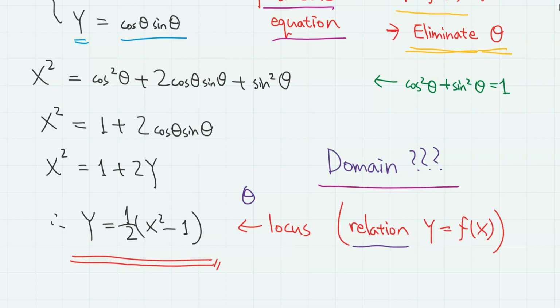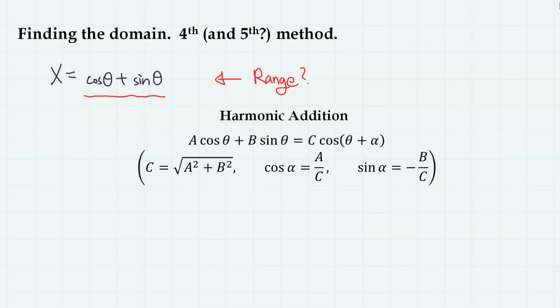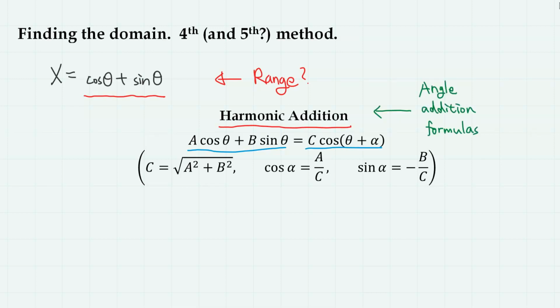Now, can we find the domain from this trigonometric method? Well, of course we can, and that leads to another method for the domain. Here, x is given as cosine theta plus sine theta, so we have to find the range of cosine theta plus sine theta. This can be done by so-called harmonic addition of the trigonometric functions. That is, if you have an expression in the form of a cosine theta plus b sine theta, we can convert this into a single trigonometric function, for example, like this: c times cosine(theta plus alpha). And this is quite simple actually. It is just a reverse process of the angle addition formula of trigonometric functions.